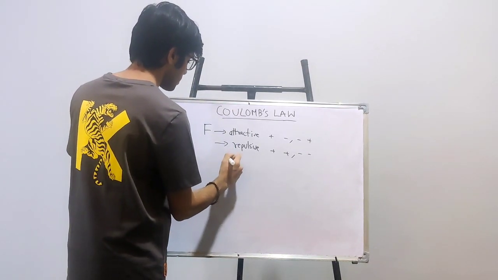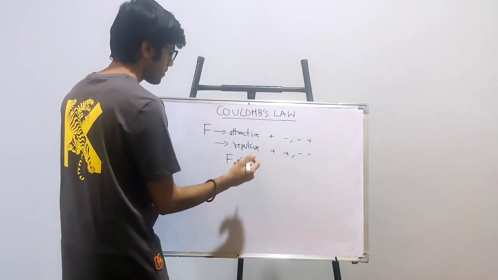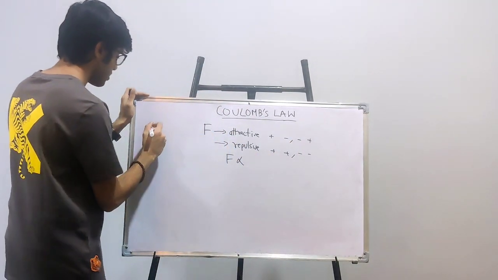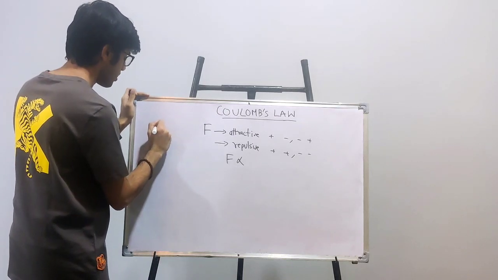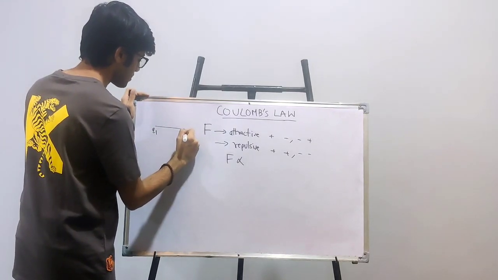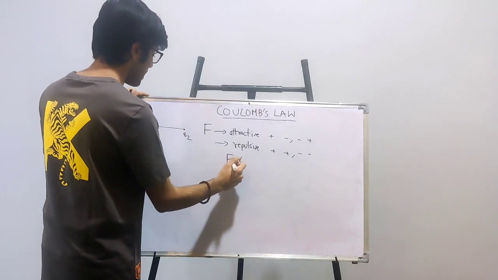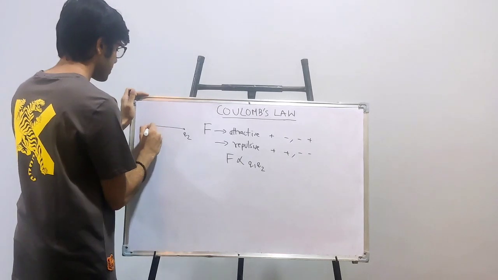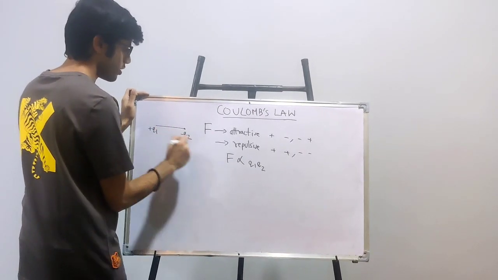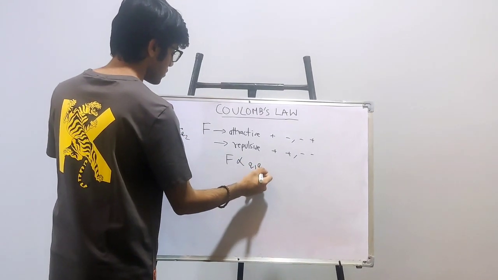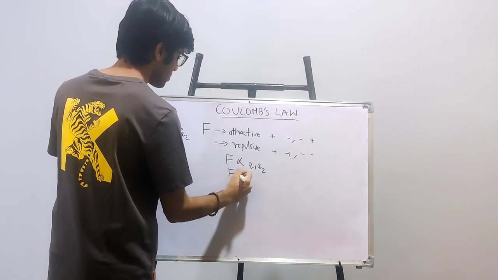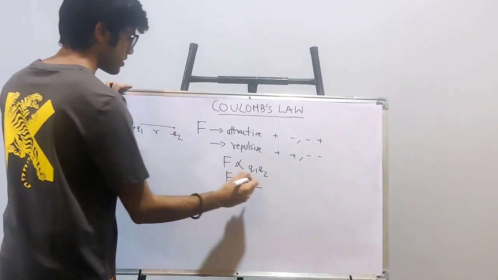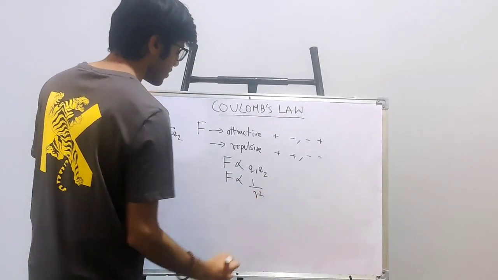And this force is directly proportional to, let's say we have one point charge here. Let's say this point charge is Q1 and this is Q2. So the force is directly proportional to the product of the magnitude of the charges. It doesn't matter whether it's plus or minus, we just need to take its modulus. So that will be the magnitude of the charges, and this force is also inversely proportional. Suppose the distance is r, it is inversely proportional to the square of the distance between them.